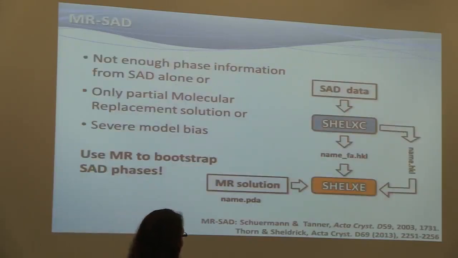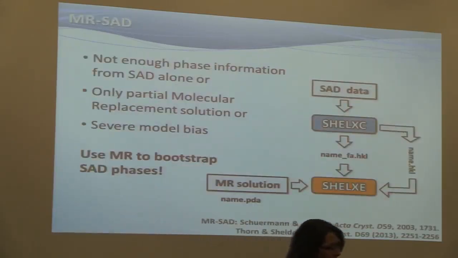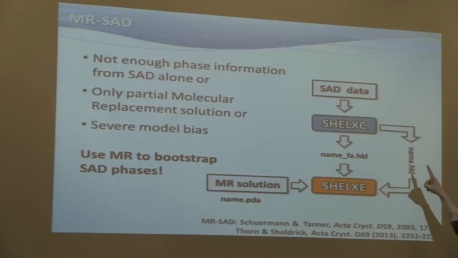Now, there's, of course, the middle ground between experimental phasing and using SHELXE for MR, which you can use at 2.5 angstrom, which is to use experimental data, preferably SAD for MR-SAD, feed them into SHELXC, take an MR solution, and basically jump the substructure search.